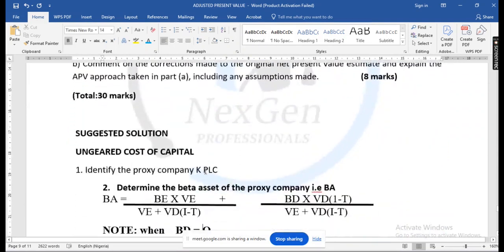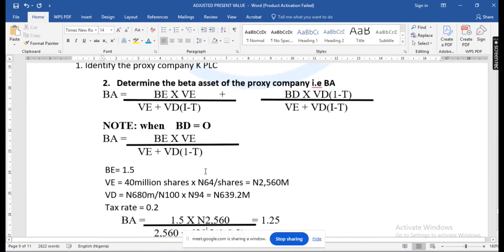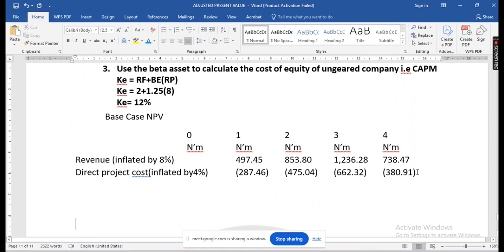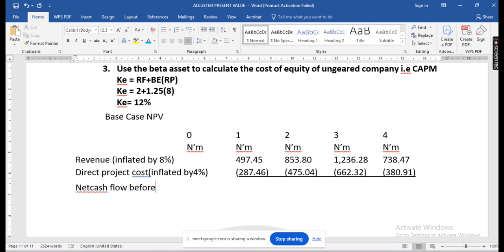So therefore, we can have the net cash flow before tax. So please give me the difference. What is the difference between these two? Net cash flow before tax. So what is the net cash flow? What is the difference? Quickly.